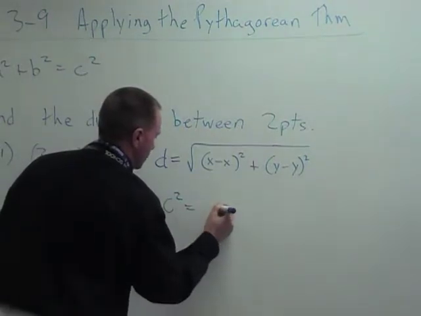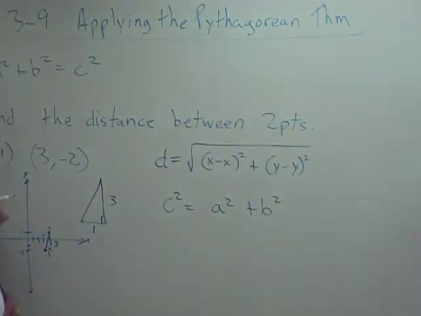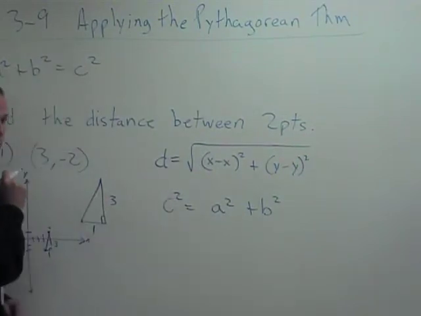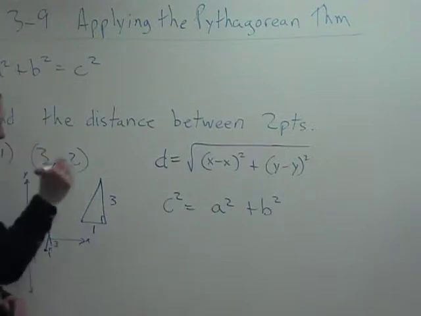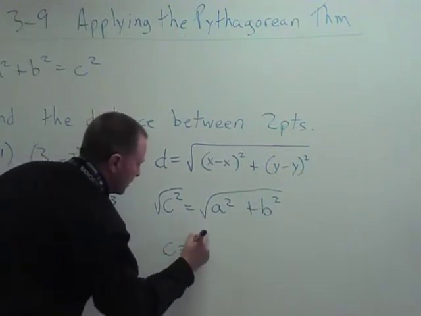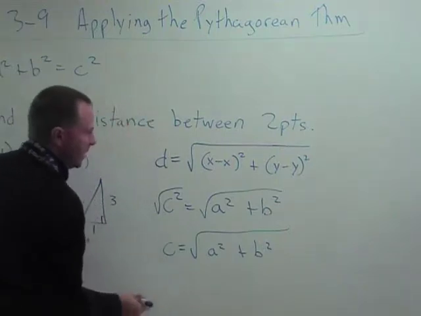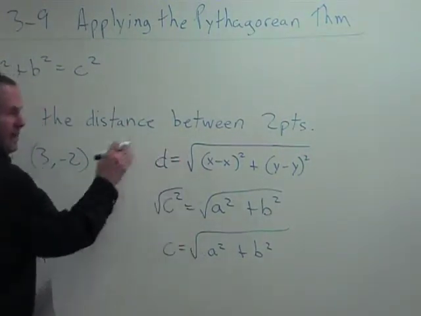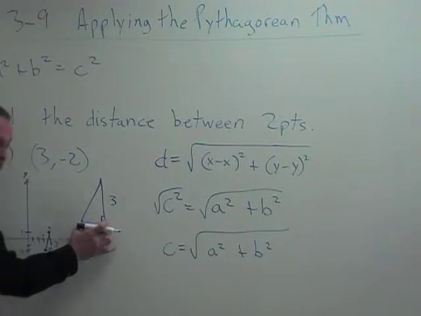c squared equals a squared plus b squared. Would you agree with that? How do I get c from c squared? You take the square root. If I take the square root, I get c equals the square root of a squared plus b squared. Now, does this look a little bit like the distance formula? Yes. Right? Okay, well how did I get 1?